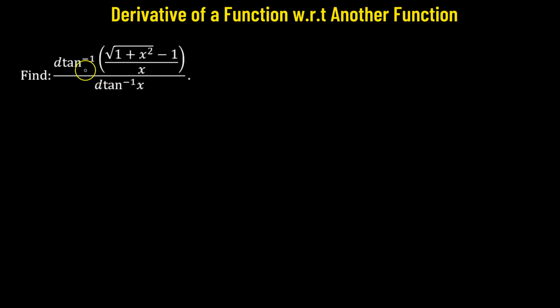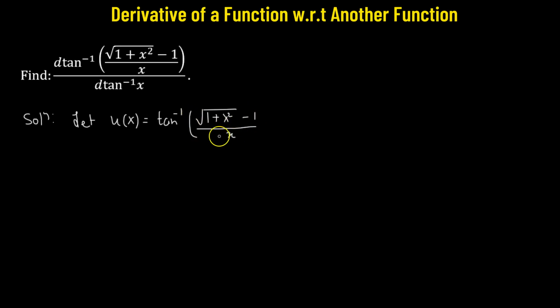So in this problem, we need to obtain the derivative of inverse tangent of (square root of 1 plus x squared minus 1) divided by x with respect to tangent inverse of x. To find this derivative, all we have to do is make an assumption. We'll consider u as a function of x equal to inverse tangent of (square root of 1 plus x squared minus 1) divided by x, and v be another function which will be given by inverse tangent of x.